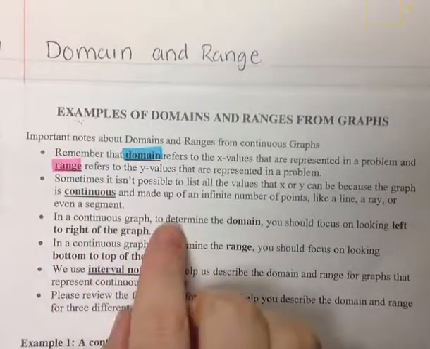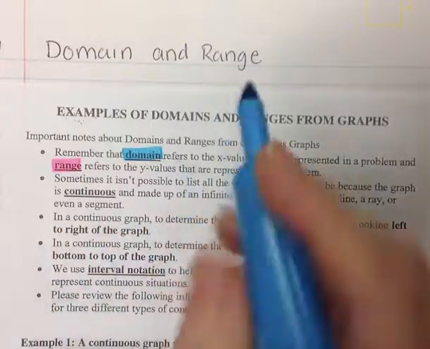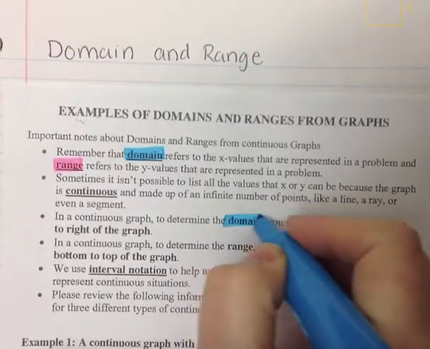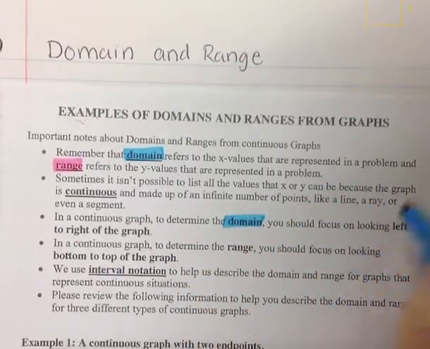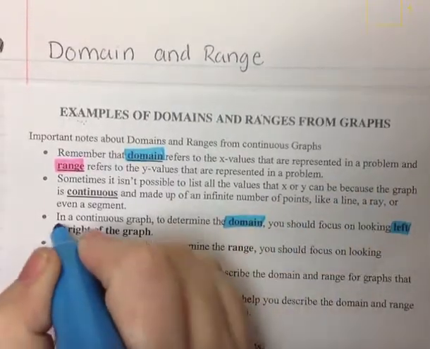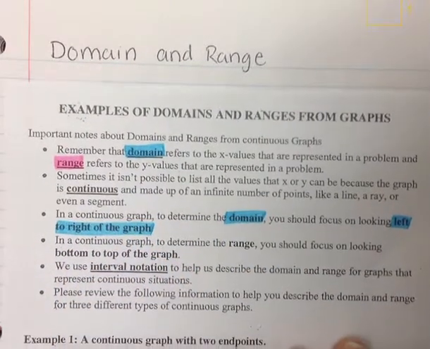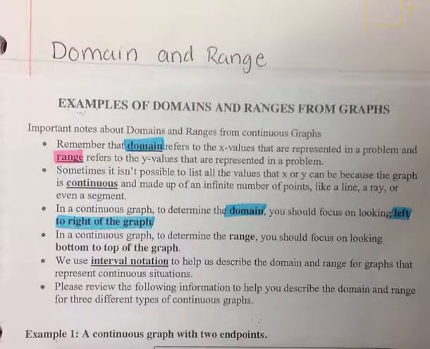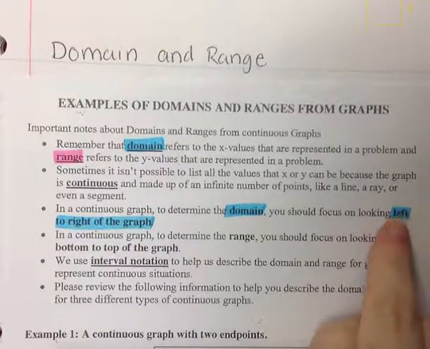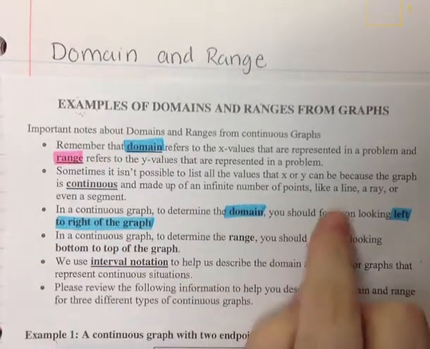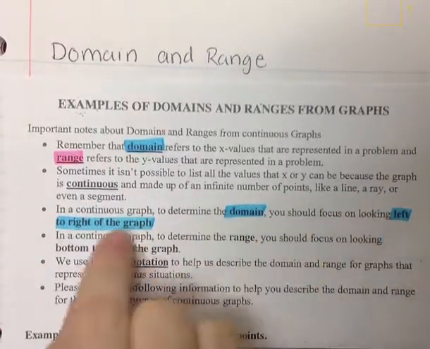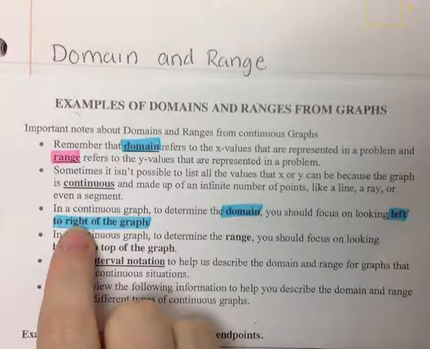So in a continuous graph, to determine the domain, you should focus on looking left to right on the graph, because it's the x values. For domain and range, you always go from the smallest value to the largest value. That's why we go from left to right: the left has the negative values, and as you go towards the right, you go towards the positive values.